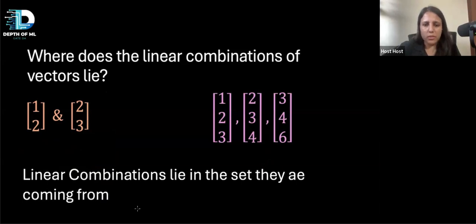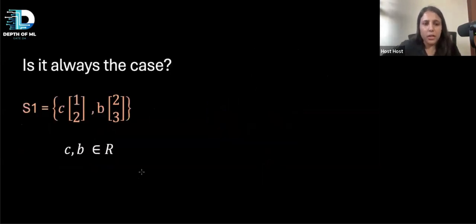So basically, the linear combination is coming from where the vectors are being taken. So these vectors were taken from R2. So the linear combinations are lying in R2. These vectors were taken from R3, which is a set of 3D vectors, and the linear combination was lying in the R3 itself, right?